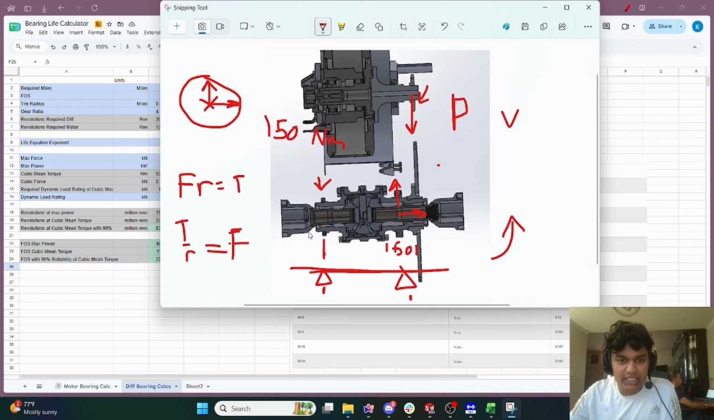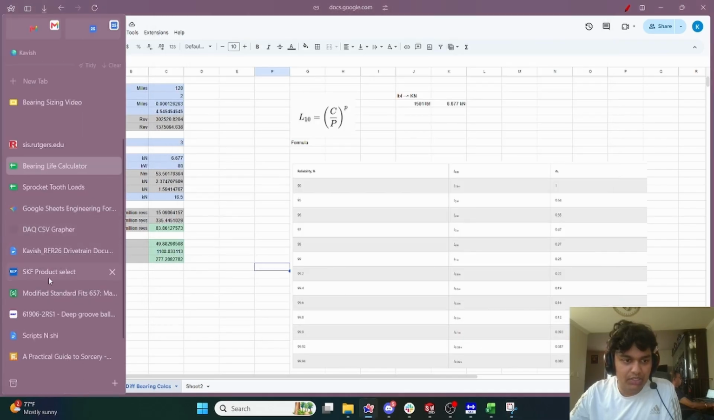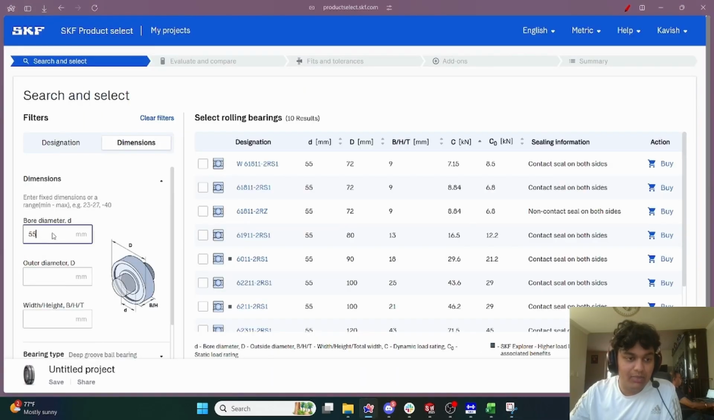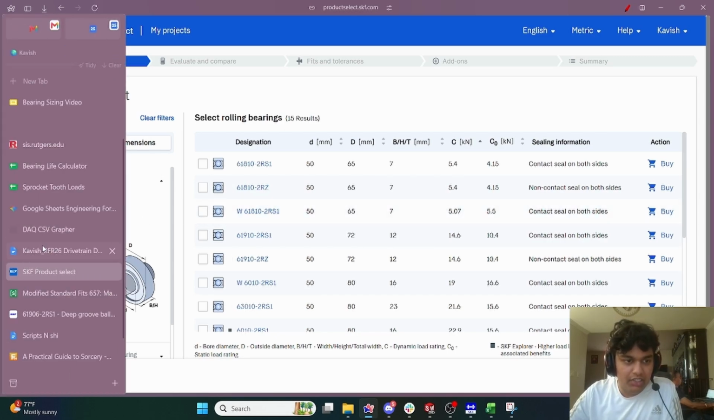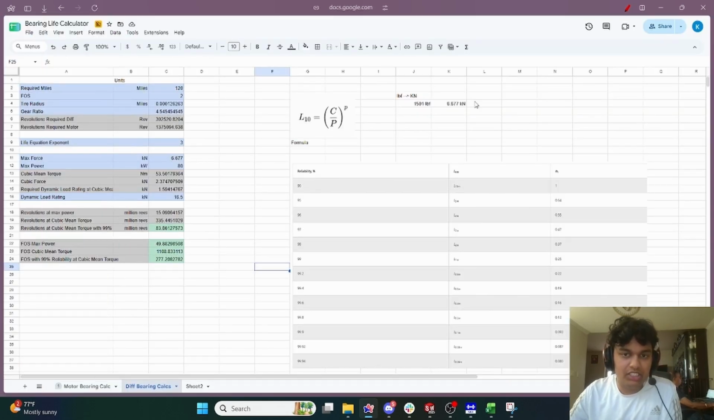And then this left bearing is the same story. I'm going to go to SKF Product Select. This is 50 millimeters instead of 55. And then the load that's on here is only 301 pounds, right? So 301, 1.339. So I put this into here.